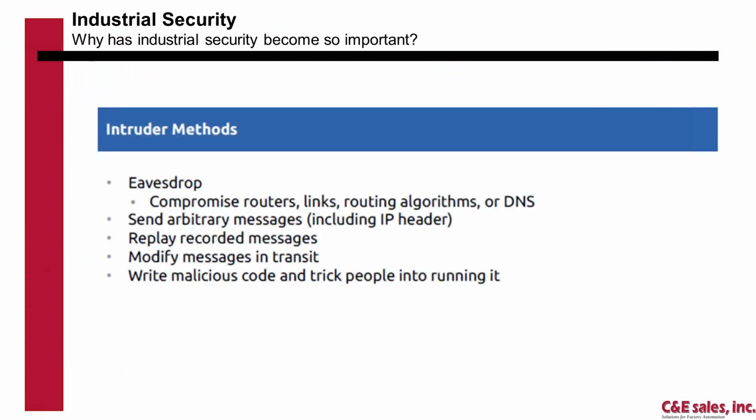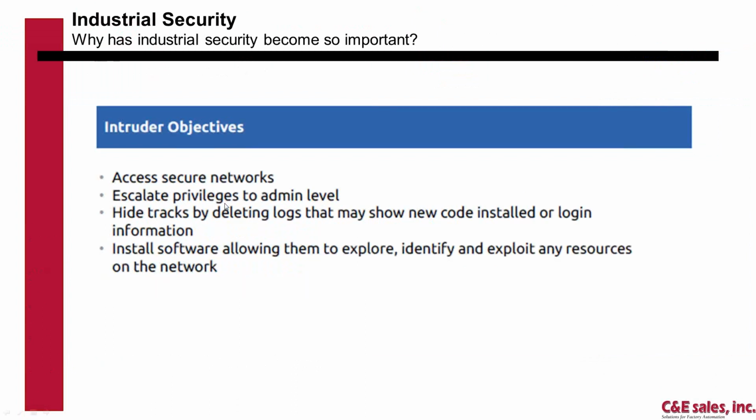Simple methods that we want to guard against, just like we would for IT networks at this point. Social engineering, eavesdropping. Those are pretty simple methods. Access. That's what the intruder's trying to gain, access to a secure network.